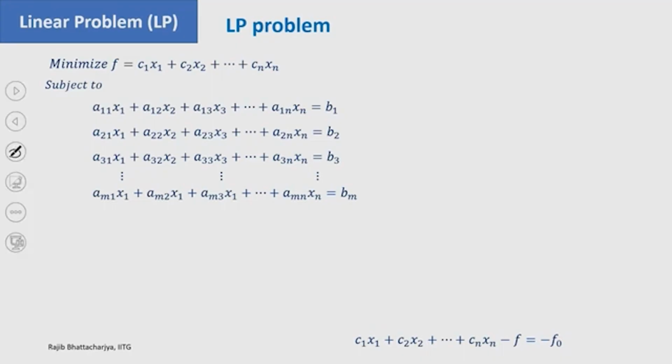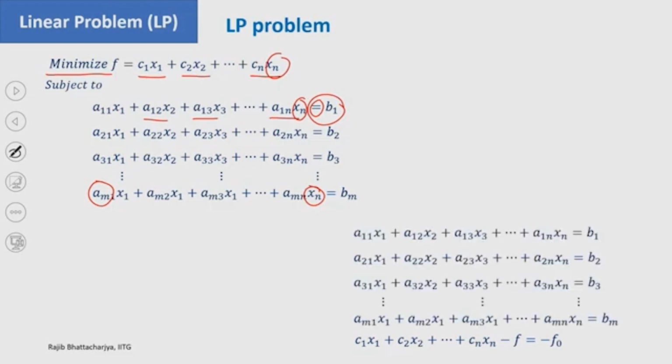Here the objective function is a minimization type, that is C1 x1 plus C2 x2 up to Cn xn. So, we have a total of n variables, up to xn. This is the first constraint, that is a11 x1, a12 x2, a13 x3, up to a1n xn. So, total n variables and the right hand side is b1, and this is an equality constraint. We have a total of m constraints and n variables. This is the general form of a linear problem.